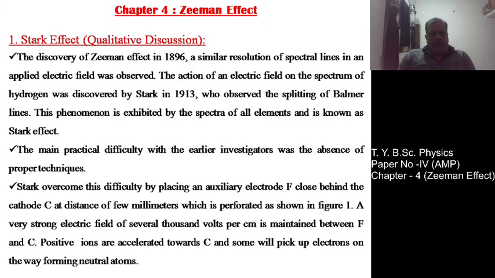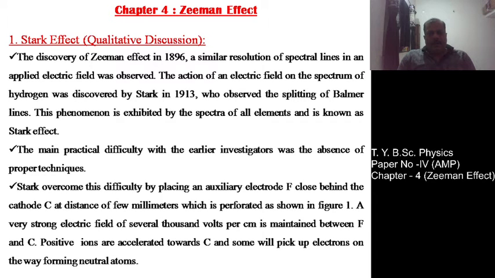Good morning, students. This is the last article in the fourth chapter, Stark effect. After the discovery of the Zeeman effect in 1896, a similar resolution of spectral lines in an applied electric field was observed. We already observed these lines.